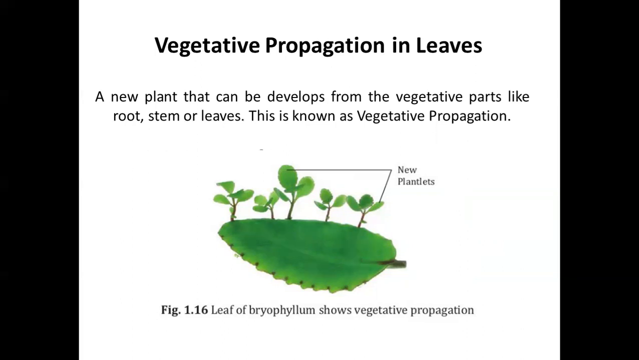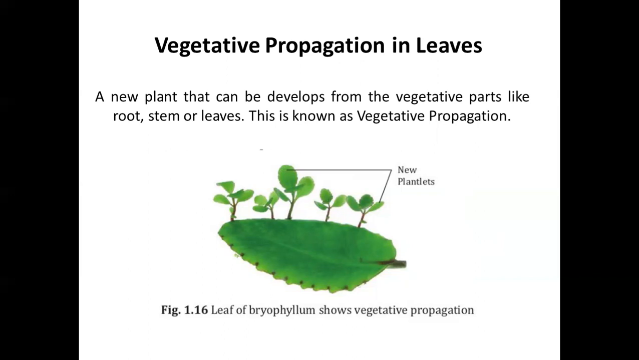Now here in this figure 1.16, the leaf of bryophyllum is showing vegetative propagation. And look at the diagram, from the leaf of bryophyllum, new plants are arising, new plants are growing, and these produce adventitious buds on their leaf margin. When the leaf of such plants falls on the moist soil, these buds develop into new plantlets. The leaves of such plants are thick and fleshy. Look at the diagram, this bryophyllum leaf is thick and fleshy, and that is providing enough food and water for the new plantlets.